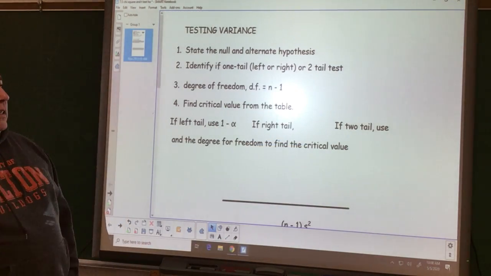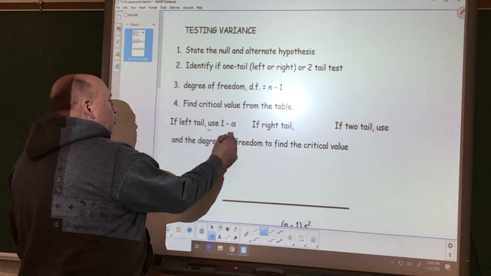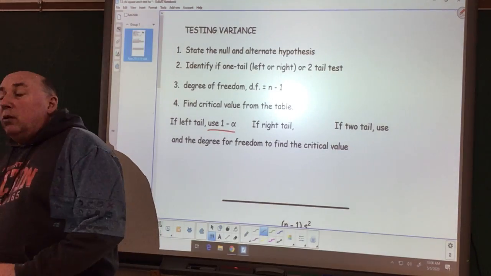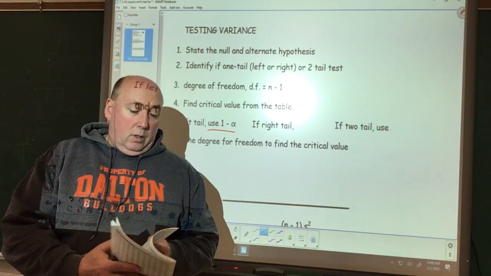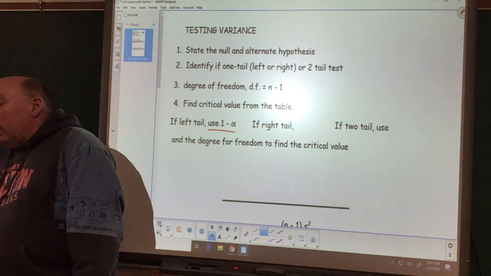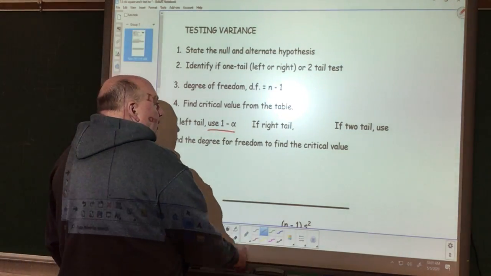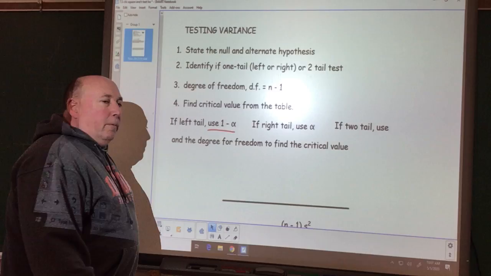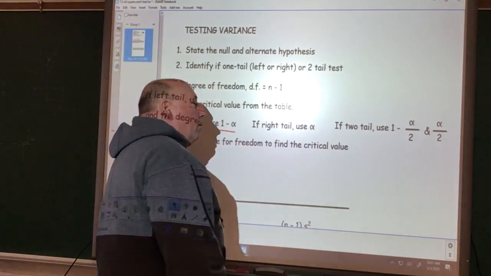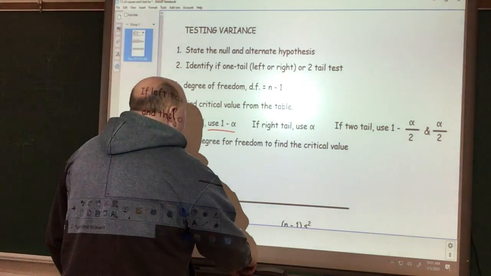If it's a left tail test, if it is only a left tail test, you use 1 minus alpha. And what you can do on your chi-square table, you can write in your margins: left tail test, use 1 minus alpha. If it is a right tail test, you just use alpha. And if it's a two tail test, you're going to use 1 minus alpha divided by 2 and alpha divided by 2. These define your critical values.